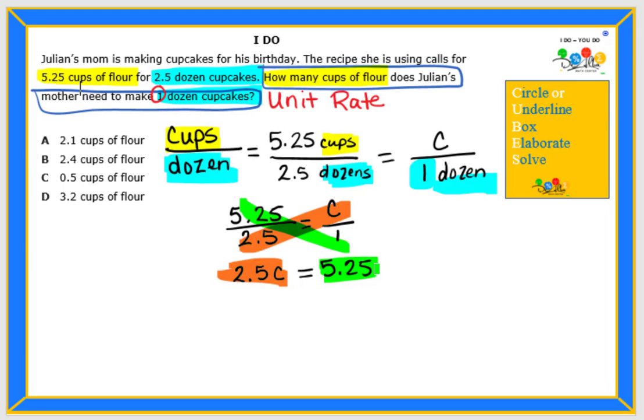And now we have a one-step equation where we are trying to isolate the C. So we're going to undo multiplying by 2.5, so we divide by 2.5. Whatever we do on one side, we're going to have to do to that other side. So to get C, the cups of flour that she will need, we are dividing 5.25 by 2.5. I'm going to set that up right over here.